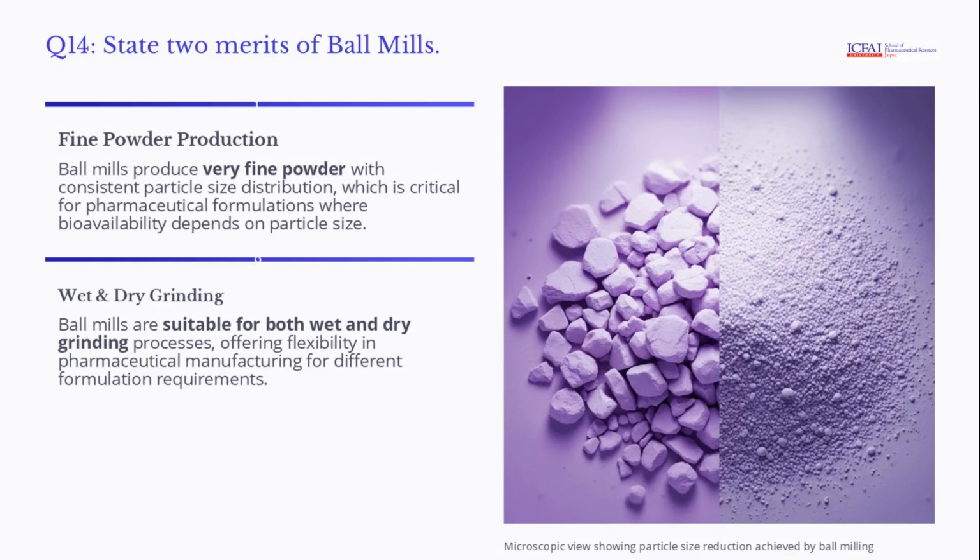Ball mills produce very fine powder with consistent particle size distribution, crucial for pharmaceutical formulations. They also offer flexibility for both wet and dry grinding processes, accommodating different formulation requirements.